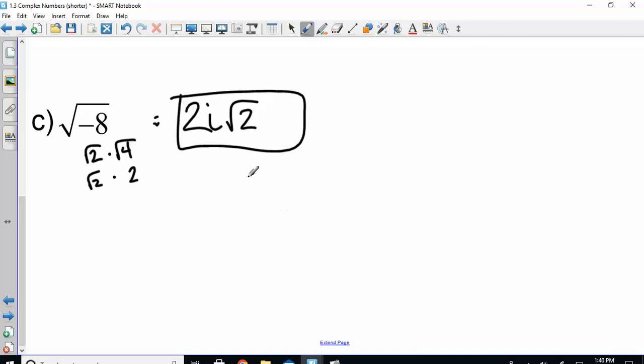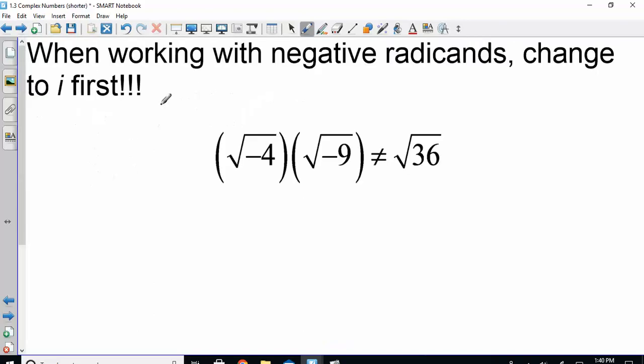All right. So if we start doing operations with these, one thing I want to caution you on. If you multiply these, you need to pull out the negatives before you multiply. Okay, so if I just gave you square root of -4 times the square root of -9. If you just multiplied this, you would have the square root of 36, which is 6, right? But if we reduce these first, what is the square root of -4?